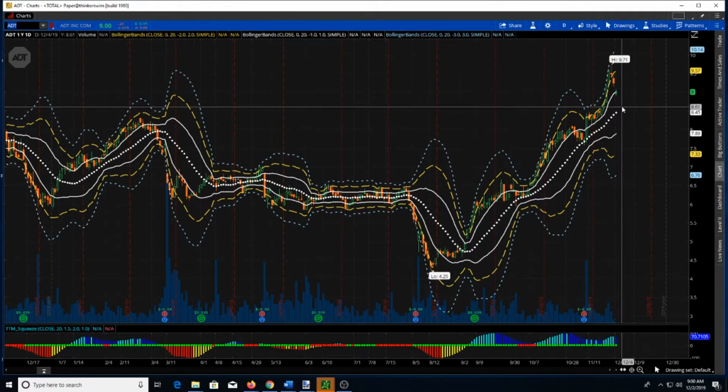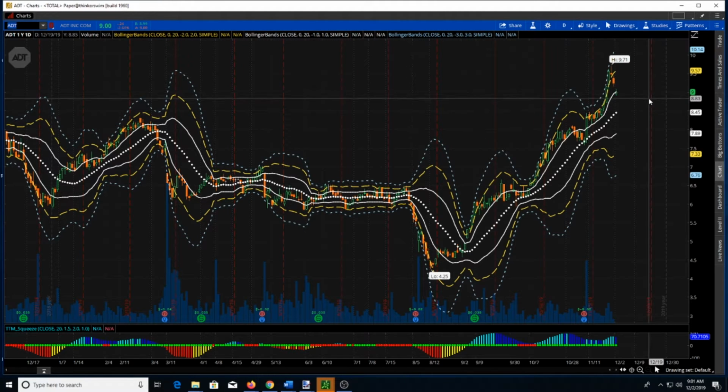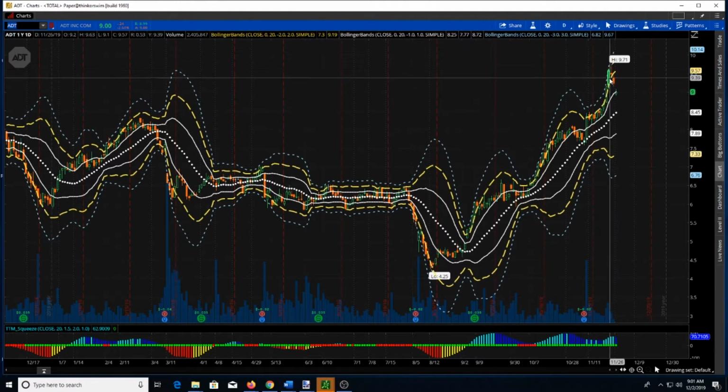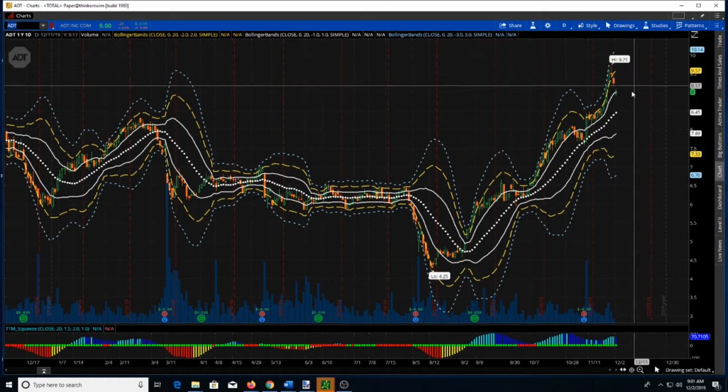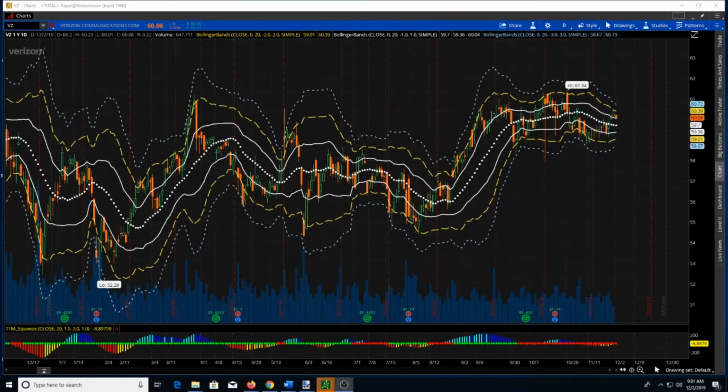I would take another third probably in this area if it hits here, and then I'll just do a trailing stop till I get stopped out, because I do think ADT is going to make a move back up. Let's take a look at another one.